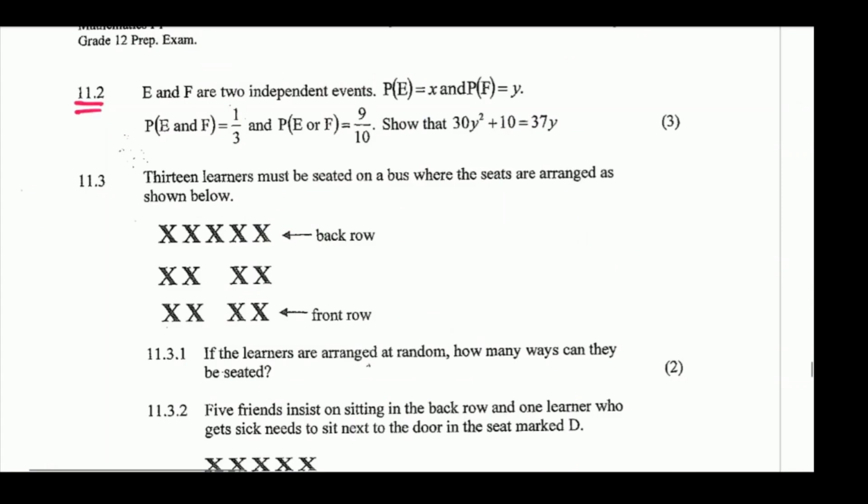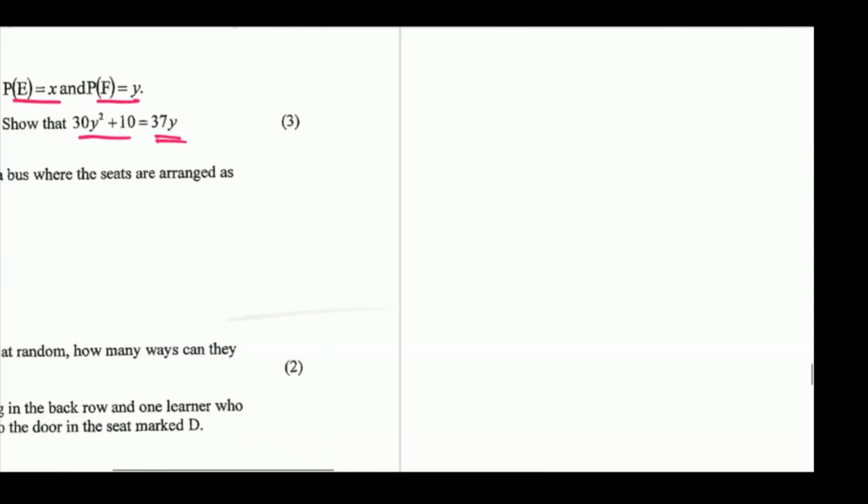11.2, we are told that E and F are independent events. P of E is equal to X, P of F is equal to Y, and P of E and F is equal to 1 over 3. P of E or F is equal to 9 over 10. So we need to show that 30y squared plus 10 is equal to 37y. So this is how we're going to solve this problem here.